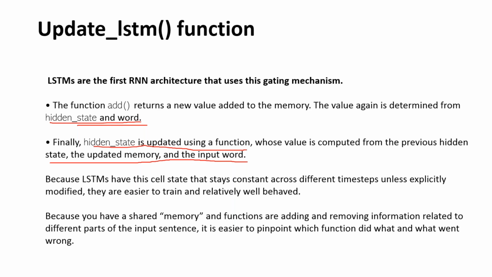they are easier to train and relatively well behaved. So that is one piece of information that helps us take the information forward with the cell. And because you have a shared memory and functions are adding and removing information related to different parts of the input sentence, it is easier to pinpoint which function did what and what went wrong.